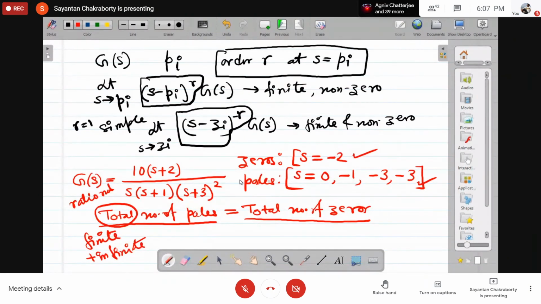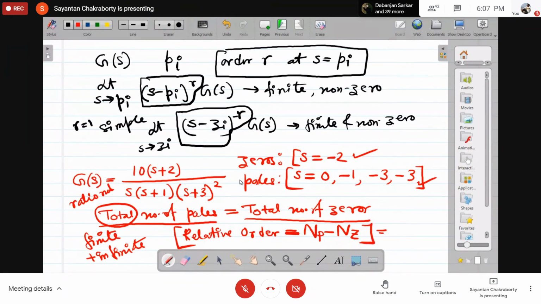So in this case, we can clearly see the relative order, that is, the number of poles minus the number of zeros, which is called the relative order.